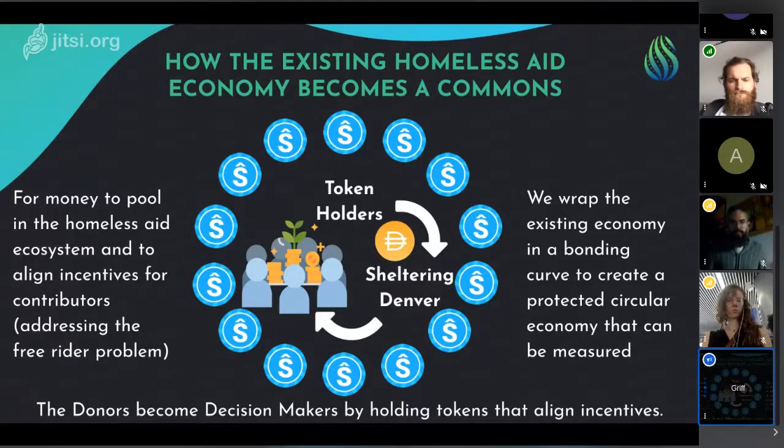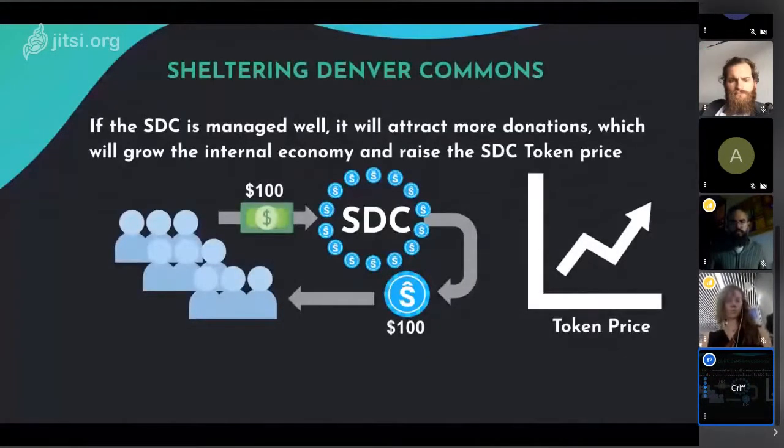So the way it works is basically, once it's been launched, if someone wants to donate to a homeless shelter, they have the choice of either donating directly to the shelter, or if they hear about this shelter in Denver Commons, they can send their money to the shelter effectively by sending their money to the Commons and then using the tokens that they receive in return to vote for this homeless shelter that they wanted to send money to anyway.